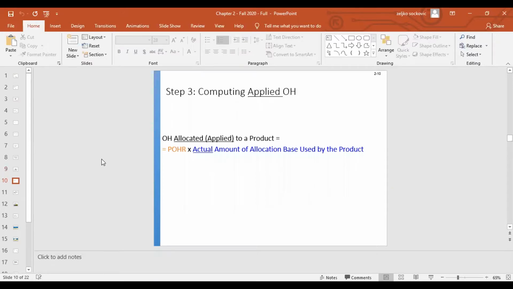So now in step 3 we are applying this POHR, or multiplying this POHR by the actual amount. As Alex said, we actually know now how many hours we used because we made these products. So we multiply whatever the POHR is, $5 per hour, times 3 hours, for example, or 5 hours, whatever the number of hours the product used, one product or many products. And this gives us our applied overhead, which we apply to the product.